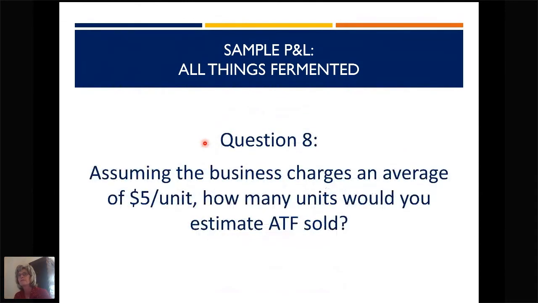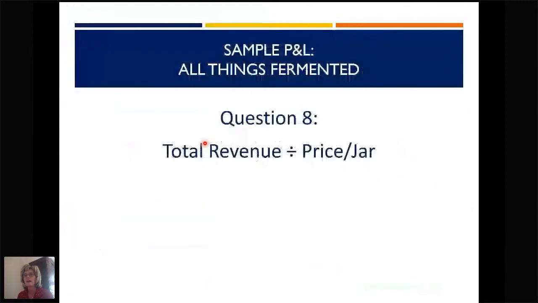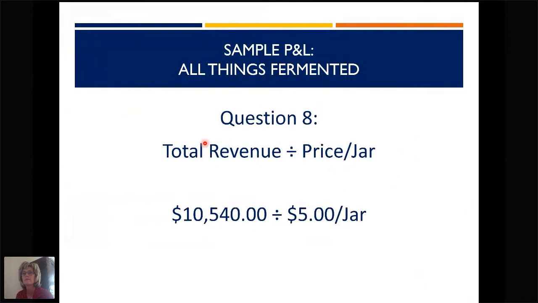So another question here. Assuming that the business charges an average of $5 a unit, how many units would you estimate that they sold? So we'll walk you through this one too. First, we're going to find total revenue, which is right over there, 10,540. Then we're going to divide that 10,540 by the price per jar, which we know is $5. And we have to assume she sold 2,108 jars within that year.